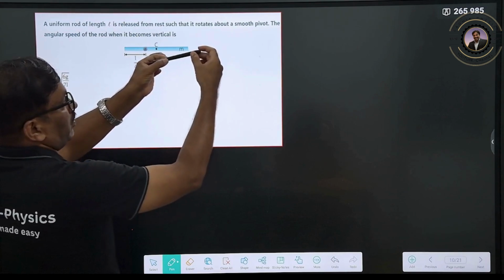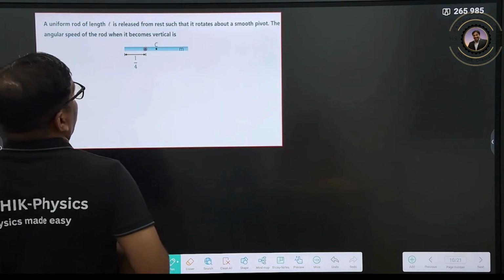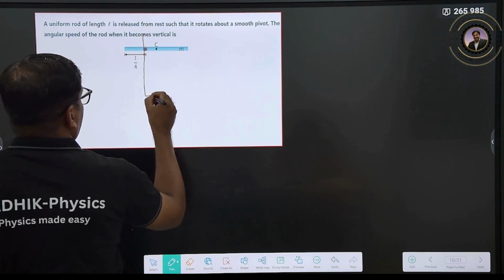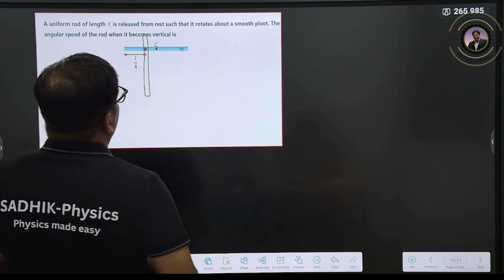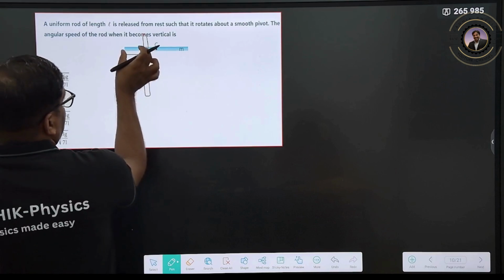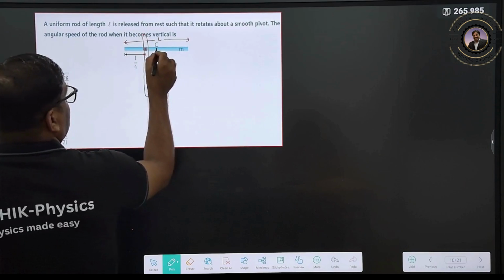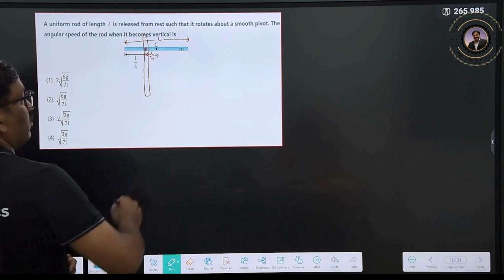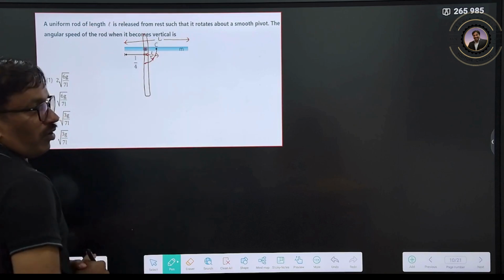So when it is released like this, we want to calculate the angular velocity. When it comes to the final position, like this, we again calculate the loss of potential energy. This total distance was L, and this is the center of gravity, so this distance is L by 4. Now this comes down here, so the loss of potential energy involves a height of L by 4 only. Clear?